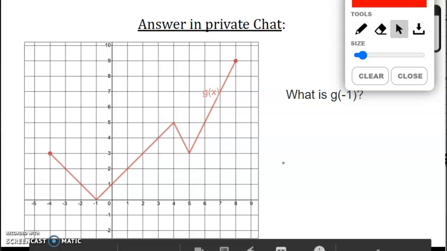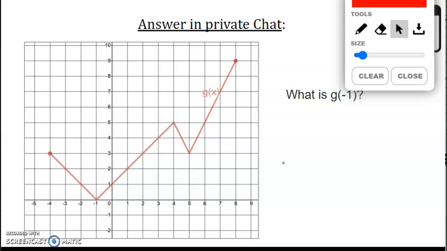Okay, what about this one? Tell me in private chat, what is g of -1? Okay, so again, this is g of x, that's the name of the function. And in this case, the input is -1. So what is the output when x is equal to -1? Pause the video and tell me.